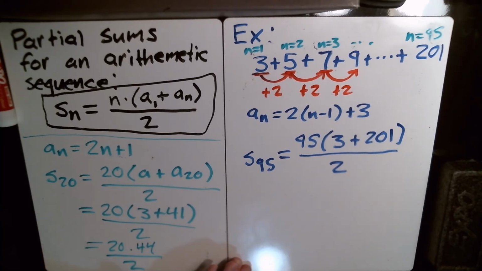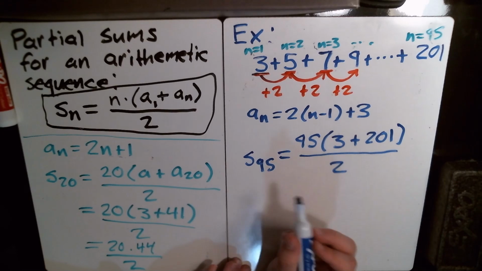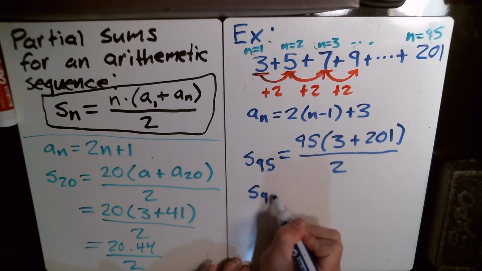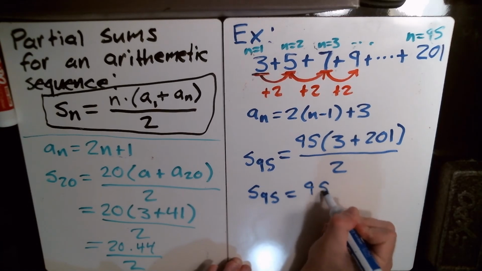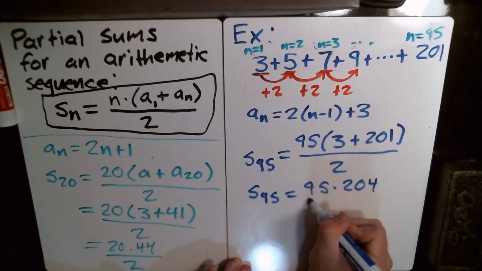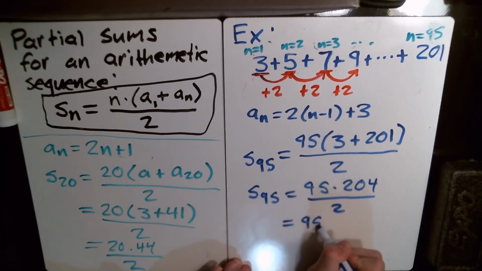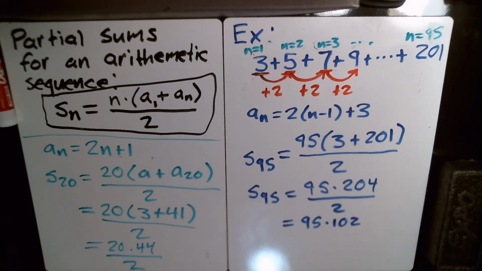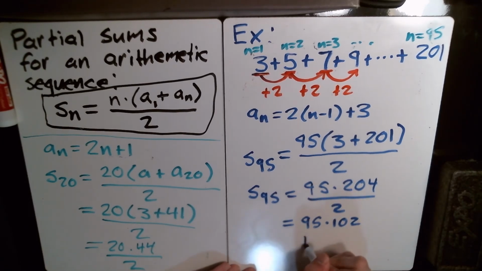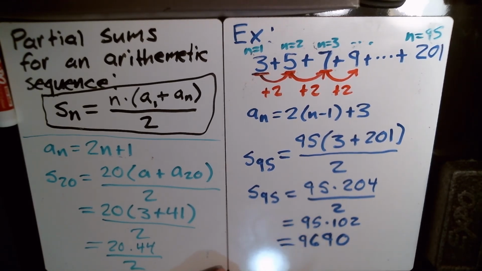Now we're just going to be doing s sub 95 is 95 times 204 divided by 2. So what is that going to be? 95 times 102, which I'd have to throw in the calculator. Let me do that real fast. 95 times 102. Okay, so that's our number.